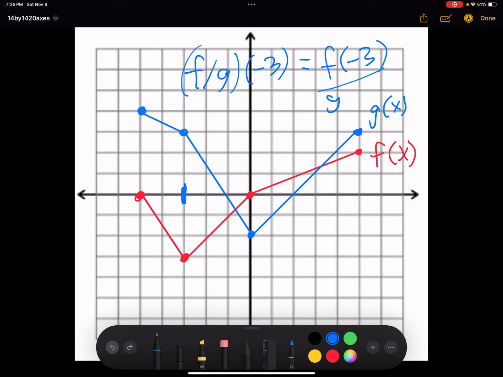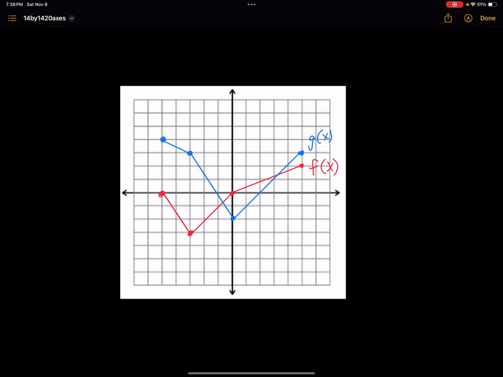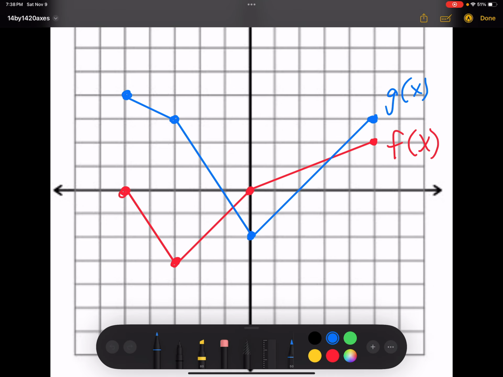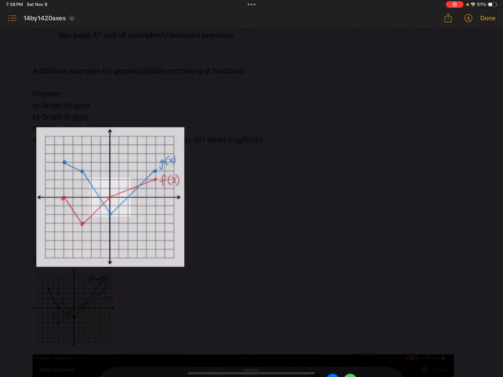And then last but not least, they do ask us, what is g divided by f of 5? All we got to do is do g of 5 divided by f of 5. g of 5 is 3. f of 5 is 2. So the result is 3 over 2, or 1.5 if you prefer. So the answers to the three parts are written below, and you can see where each one is gotten from in this video. Pause, rewind, go back to where I do those parts of the problem.